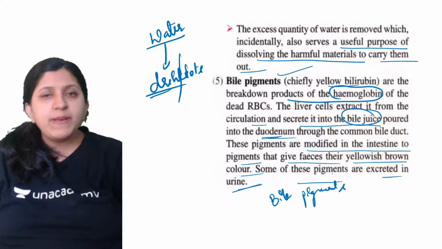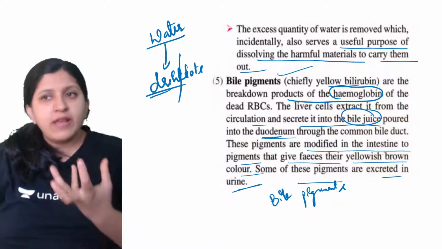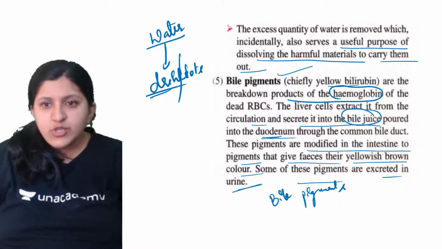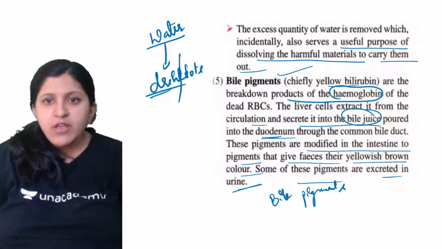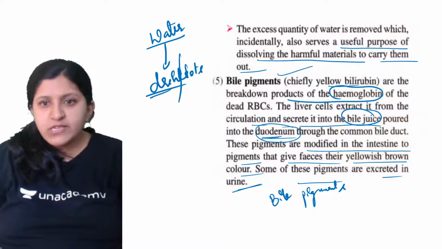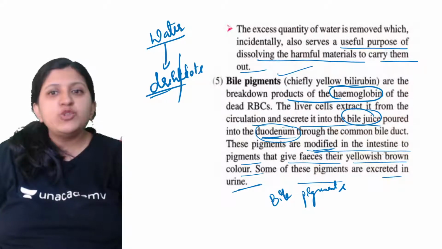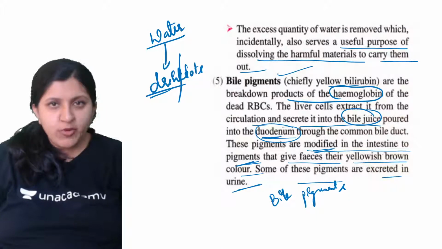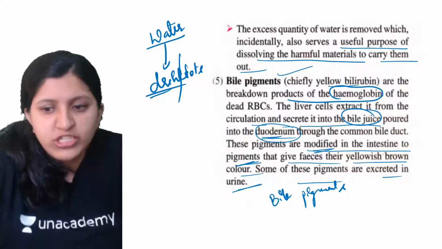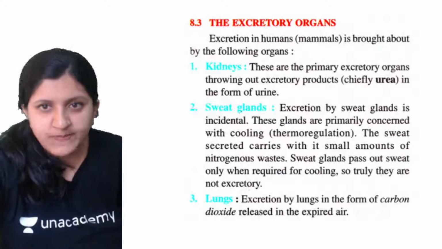And the other bile pigments are in the small intestine. As you can see here, this is reaching the duodenum, which is a part of the small intestine. These are modified in the intestine into pigments that give the fecal coloration, which turns yellowish brown because of this pigment.